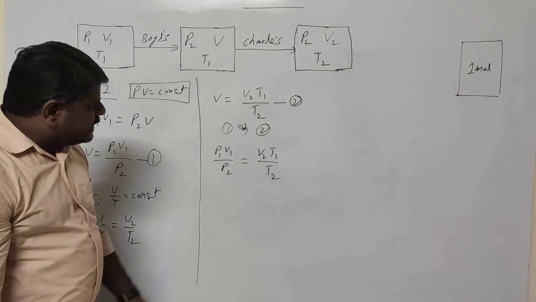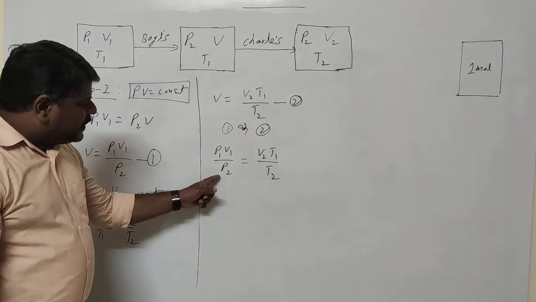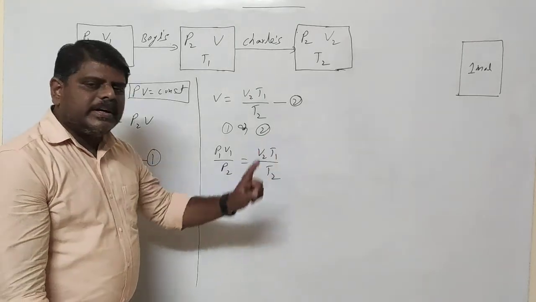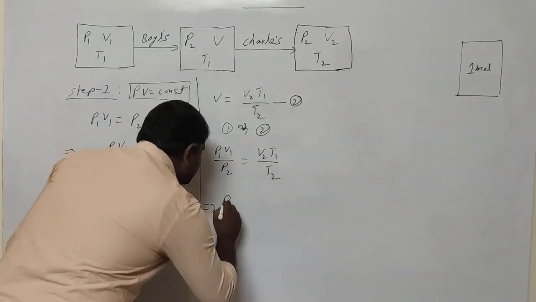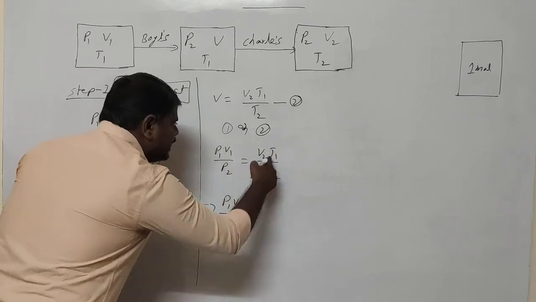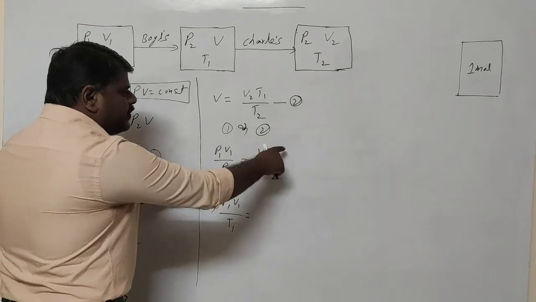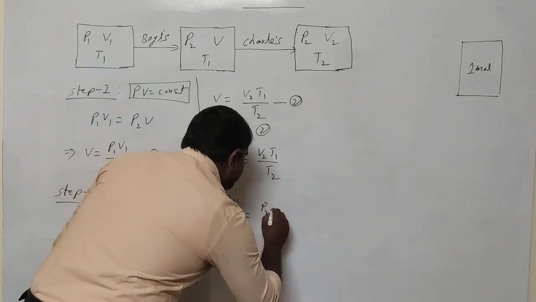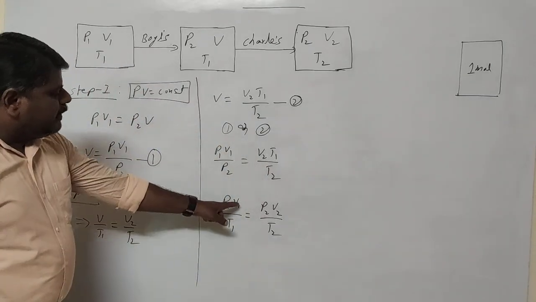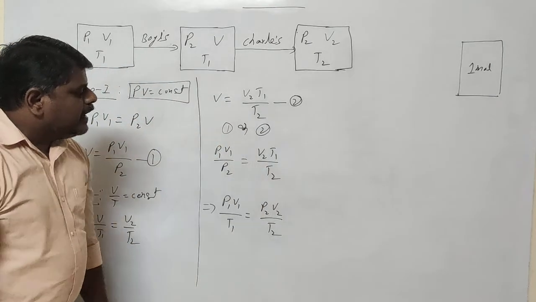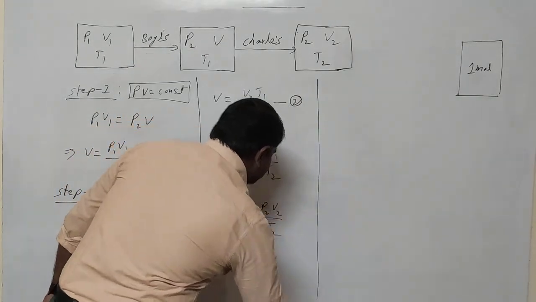So what is the equation like that? T1, the initial temperature, comes to the left side, and P2, the final pressure, goes to the right side. Then it becomes P1 V1 by T1 is equal to P2 V2 by T2. Okay, P1 V1 by T1 is equal to P2 V2 by T2. Let us continue this equation.